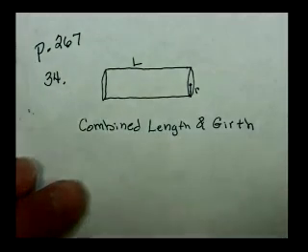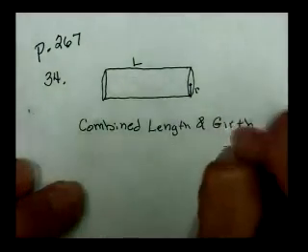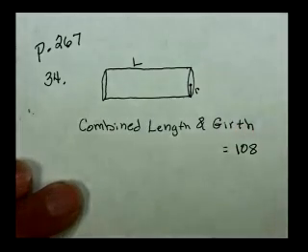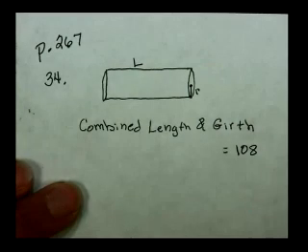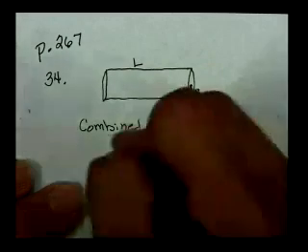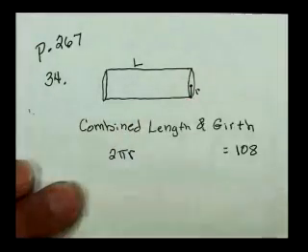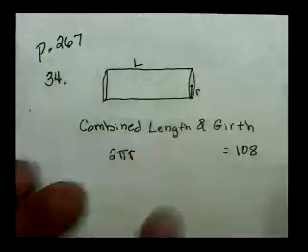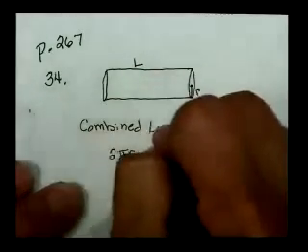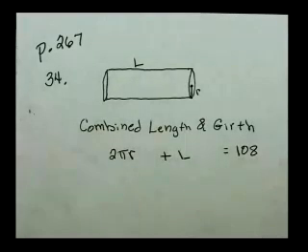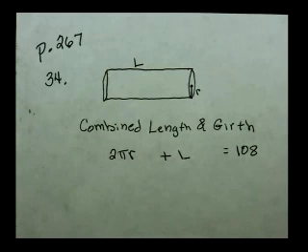Then what is it that must be 108? 2 pi r plus L. I have to have the circumference of the circle, and the formula for circumference of a circle is 2 pi r, and then one length has to be 108 inches, or can be at most 108 inches.